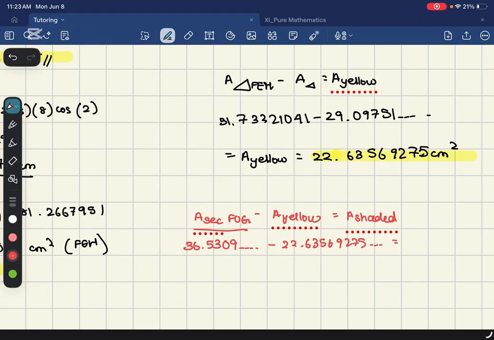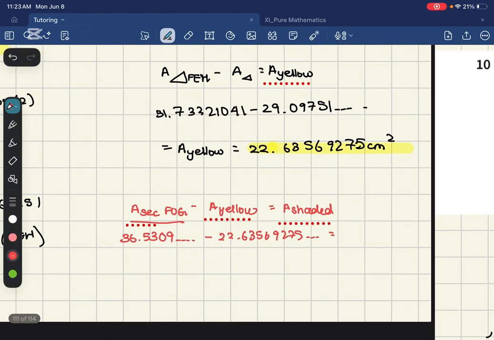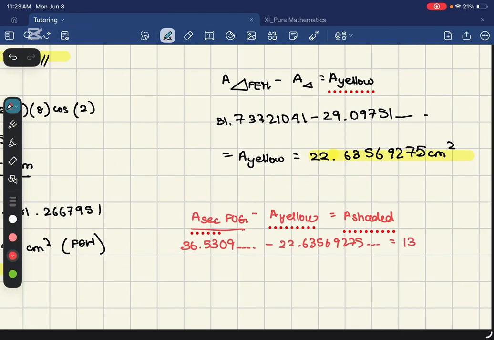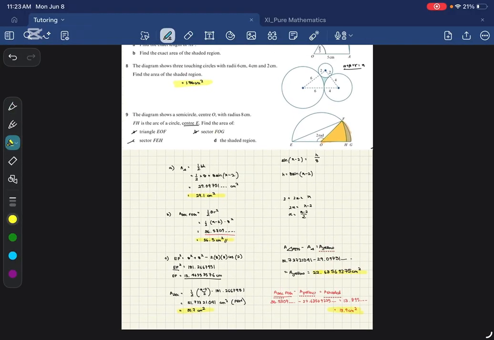And that gives you the area of the shaded part, which is going to be 13.895... And to 3 significant figures, you're going to get 13.9 centimeters squared. So that is your solution to part D. The area of the shaded region is 13.9 centimeters squared. All right.